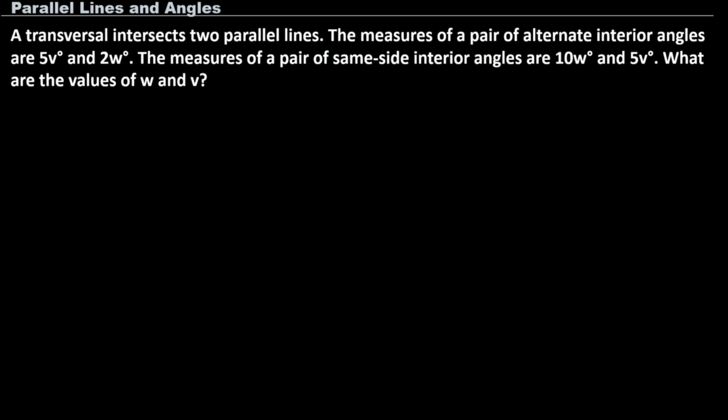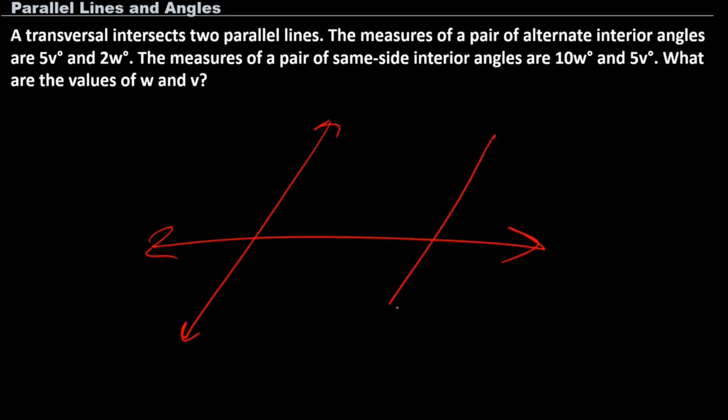A transversal intersects two parallel lines. We have no diagram, so that should be enough information to let me know that I need to draw this out. So a transversal is intersecting two parallel lines. The measure of a pair of alternate interior angles, so these angles here, is 5V and 2W. The measure of a pair of same side interior angles is 5V, so the same angle we're looking at here, and 10W.